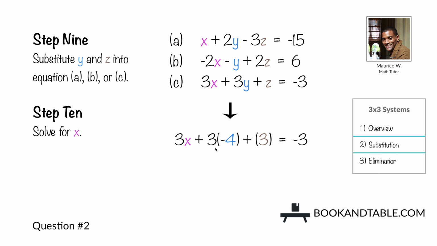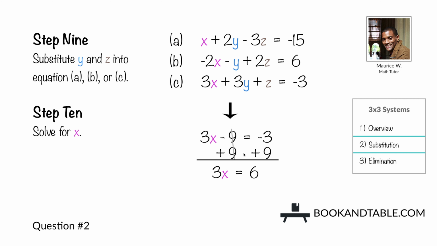giving us 3x plus 3 times negative 4, which would be negative 12, plus 3 is equal to negative 3. Negative 12 plus 3 is negative 9. So we wind up with 3x minus 9 is equal to negative 3. And now we add 9 to both sides, giving us 3x is equal to negative 3 plus 9, which is positive 6.